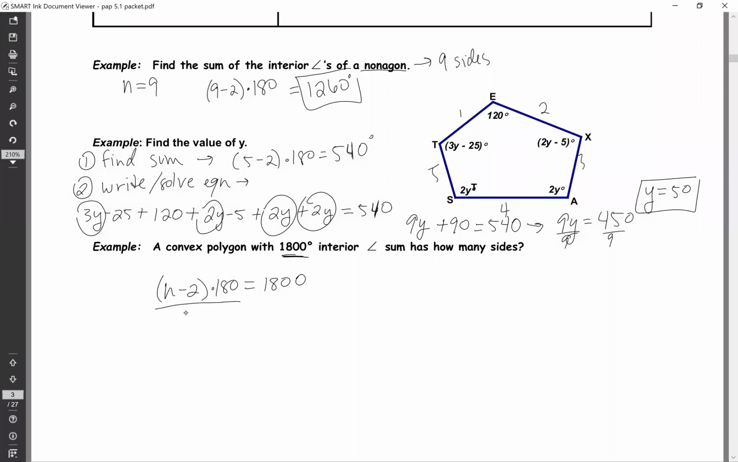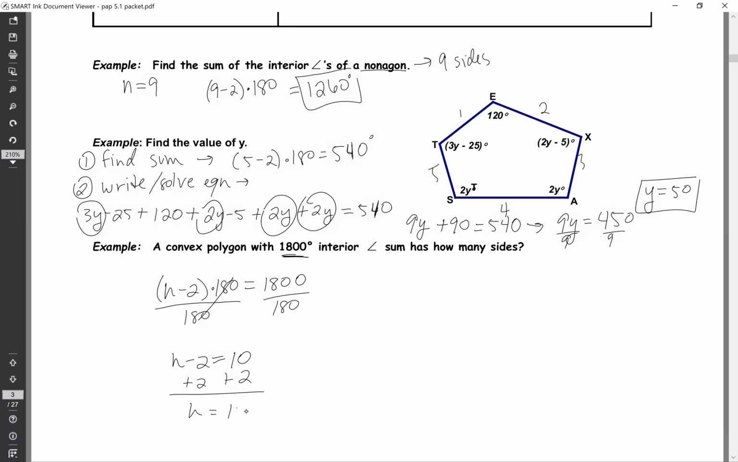So we go over here. We have to get rid of this 180. So I have to divide by 180 first, because that n minus 2 is in parentheses. So don't touch that yet. So now we have n minus 2 equals, and if you do 1,800 divided by 180, you should get 10. And then we add 2.